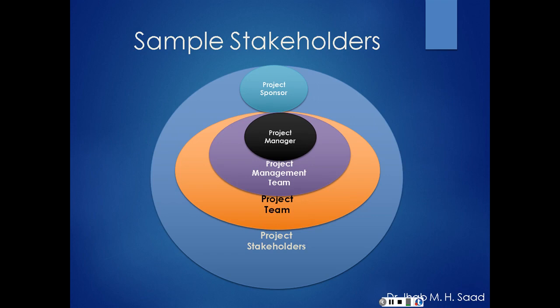Some sample stakeholders, as it appears on the screen here, include, of course, anyone who's involved with the project at different layers and different levels of importance. So you have the project team, you have the project manager, of course, that's the main stakeholder, the project sponsor, the client or the owner, the one who authorized that project, the project management team that's going to be managing the project with the project manager. And then we have a wider circle on the outside that has project stakeholders. These may even include the public at large.